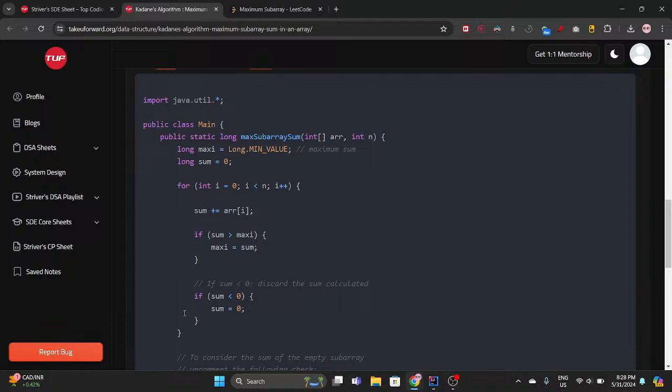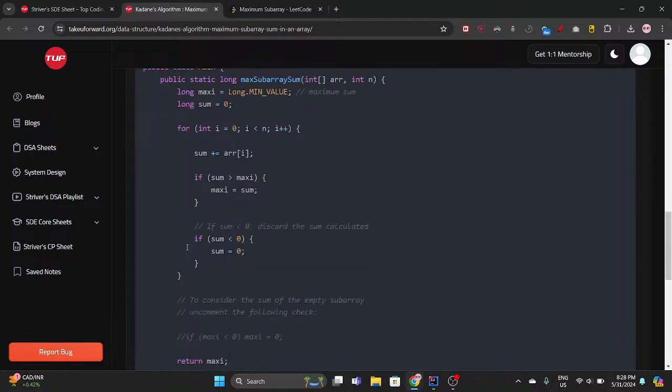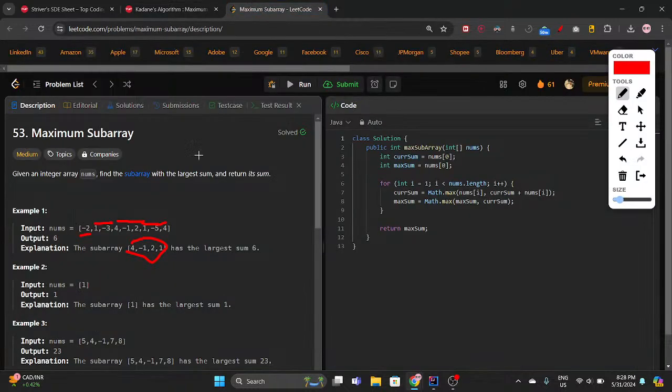Some greater than max of I. So that was a follow-up question. Yes. So it will ask the starting position.